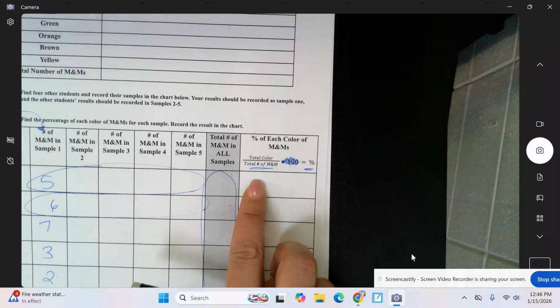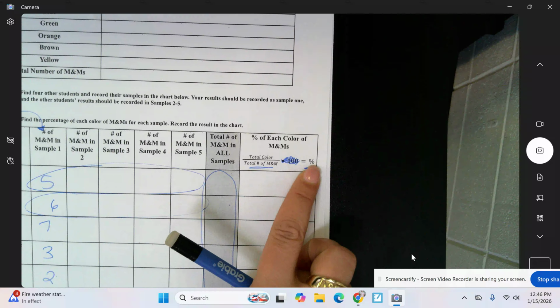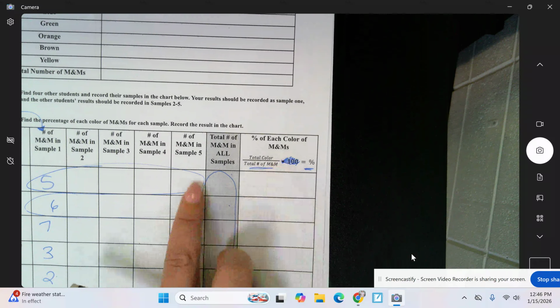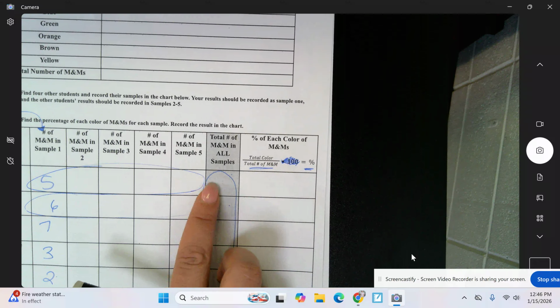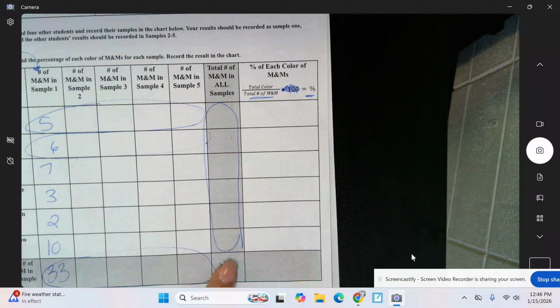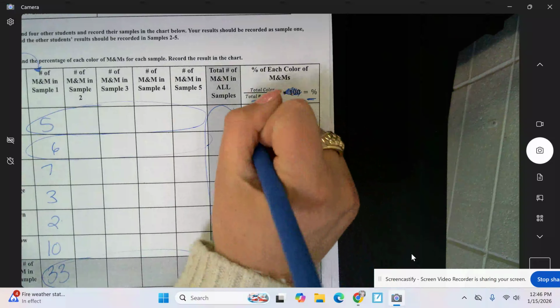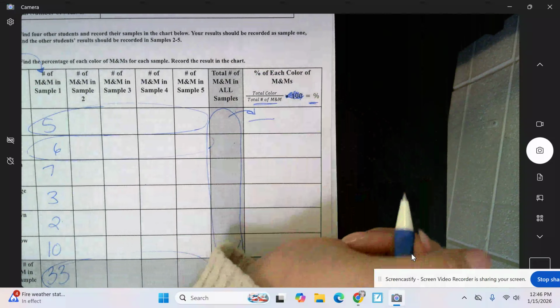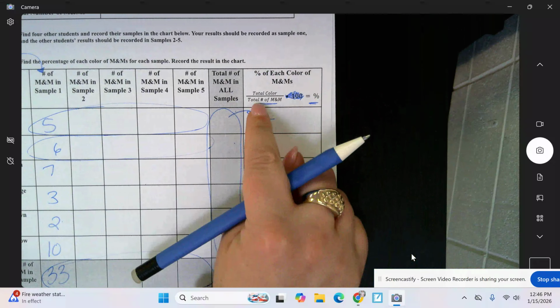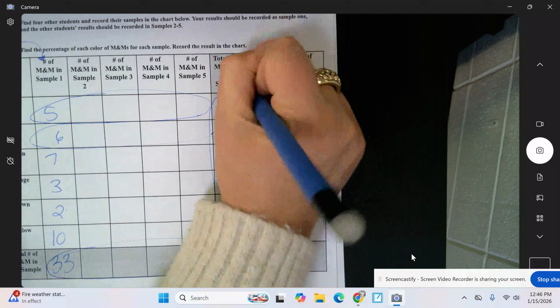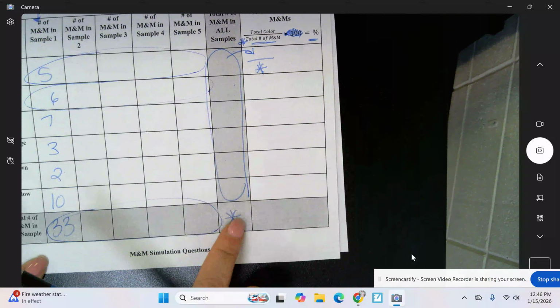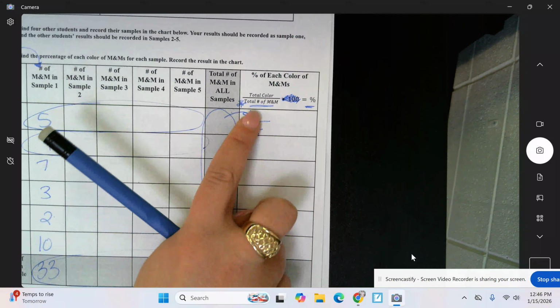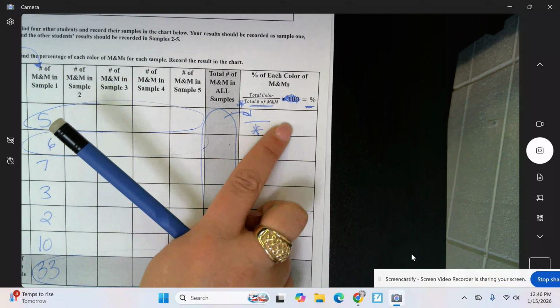Here we're going to create a percent. What percent of the red out of the total? So what you're going to do is take this number, it's going to go on top, and then the total number of M&Ms is what you get right here. You're going to put it as a fraction, change it to a percent.